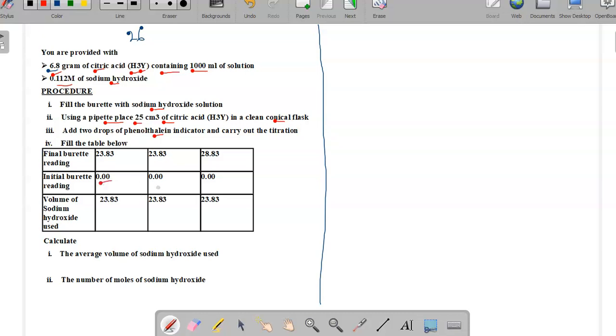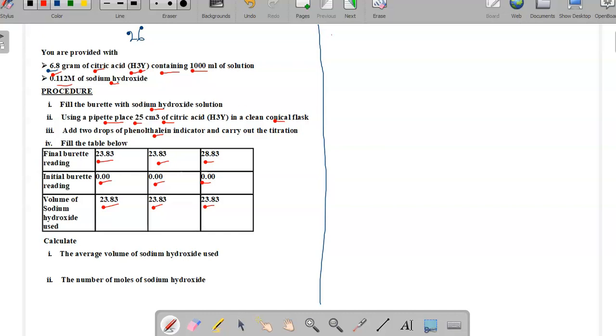So the initial volume here is 0, 0, 0. The final reading is 23.83, 23.83, 23.83. Then the volume of the base used is 23.83, 23.83, 23.83. So the first question is asking to calculate the average volume of the base, which is sodium hydroxide.